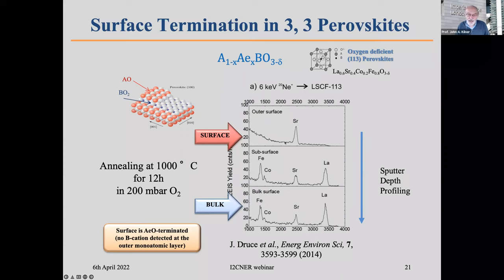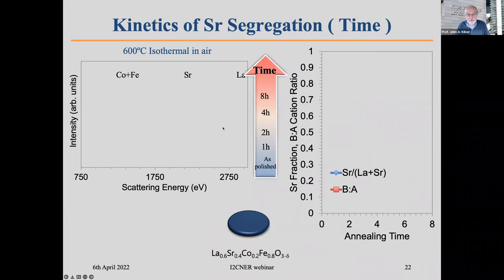So the outer layer of this material is covered by strontium and oxygen, and the B cations are really tucked underneath. As it shows in this part of this diagram, the surface is covered by A cations. In this case, it's been the strontium that's segregated. But the B cations are just tucked underneath that immediate surface. How quickly does this happen?